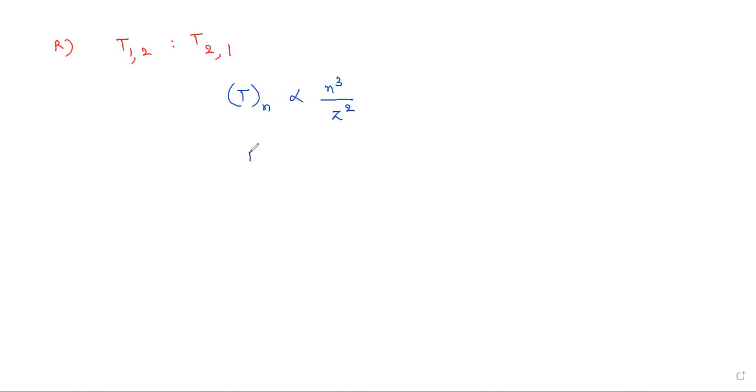So that can be substituted. So what is 1, 2? In the first case it is 1 cube by 2 square, I mean n cube by Z square. In the second case it is 2 cube by 1 square.